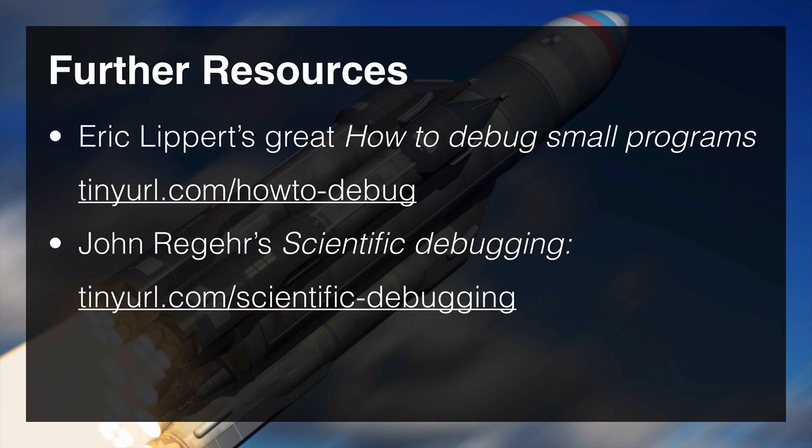There are some great resources as well on this page. You can see Eric Lippert, who's a programmer who's written this great blog post about how to debug small programs, and John Regehr, I apologize if I'm not saying his name correctly, he also wrote something about the scientific approach to debugging in another blog post. As you progress through the course, this will become more and more relevant and should hopefully help you sort out your problems with your code.